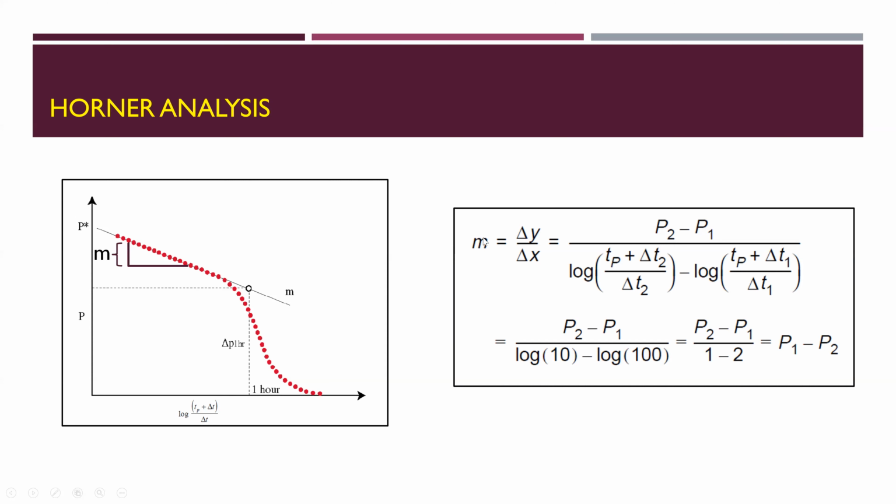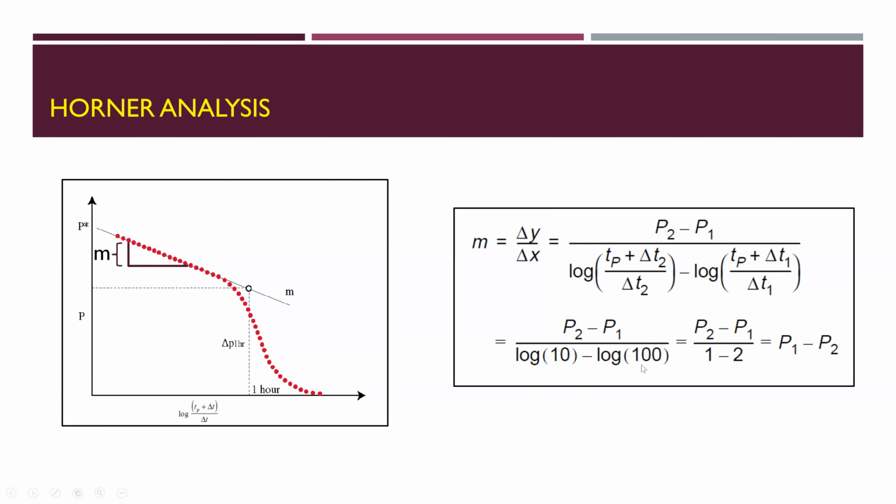What about slope? Slope is delta y over delta x. Delta y is the pressure difference. For delta x, to simplify the process, always consider the slope over one log cycle. Why over one log cycle? Because on the x-axis, one log cycle can be from log 10 to log 100, or from log 100 to log 1000. It depends on the real data we have.